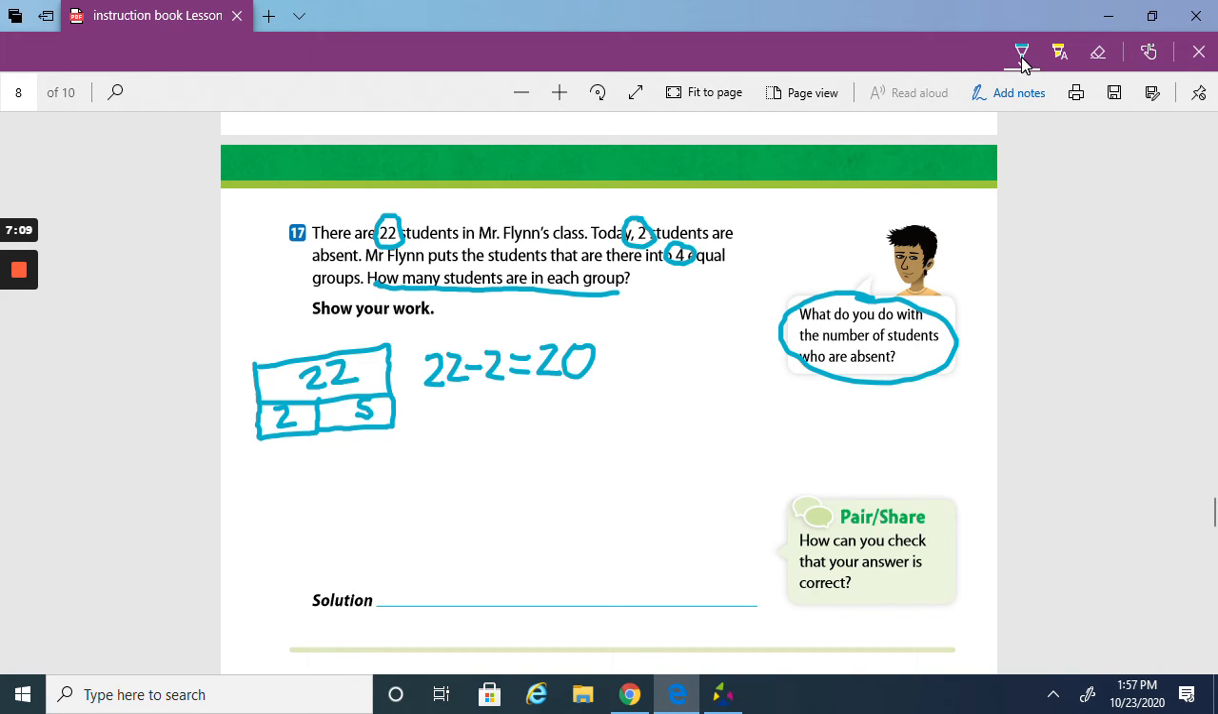Then I'm going to take the 20 students who are there, and I'm going to put them into 4 equal groups. So I'm separating them out into 4 equal groups. When I'm separating something into equal groups, I know that means that I'm dividing. So I would do 20 divided by 4 equals, and that's going to give us the number of students in each group. So we'll let G equal group.